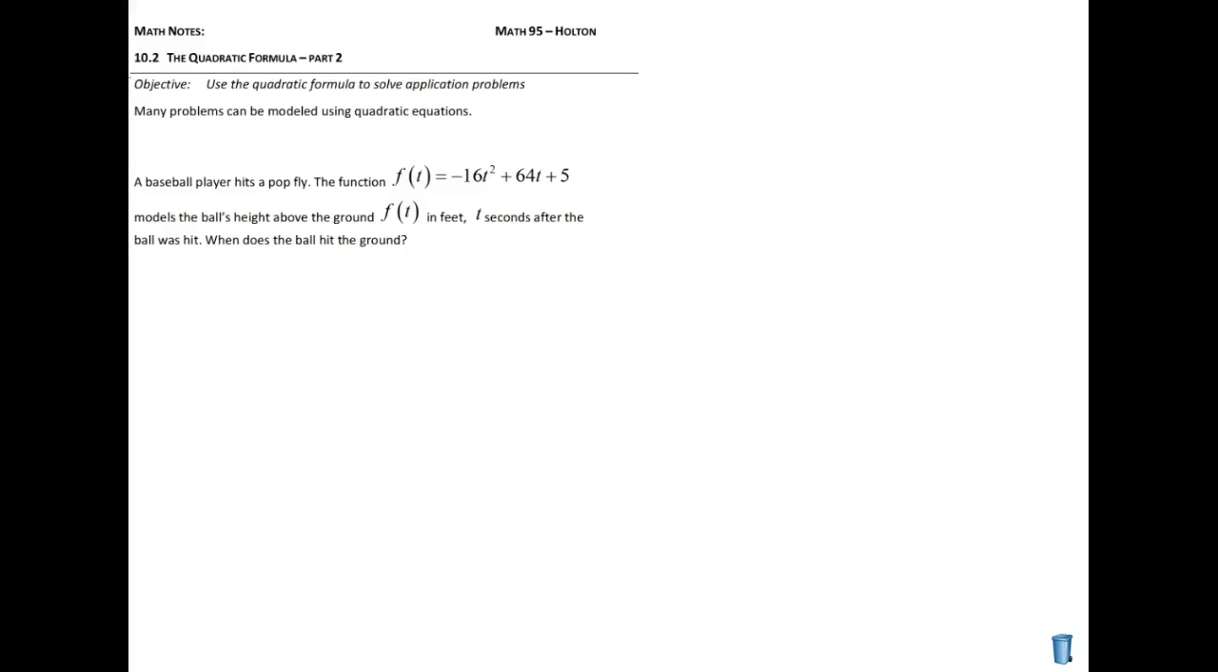In this video, we are going to use the quadratic formula to solve some word problems. And there are many problems in life that can be modeled using quadratic equations. So for example, if a baseball player hits a pop fly, we can say that this quadratic function represents the ball's height above the ground t seconds after the ball was hit. So we want to know, when does the ball actually hit the ground?